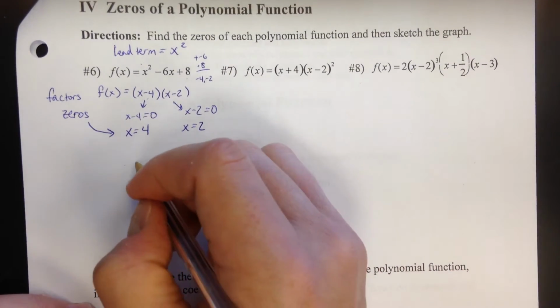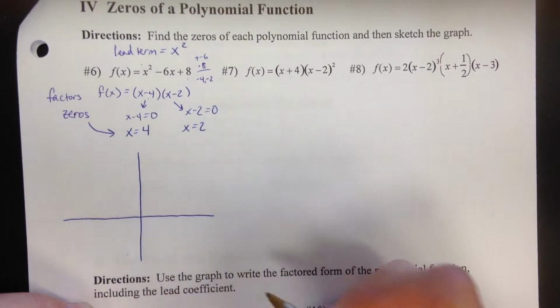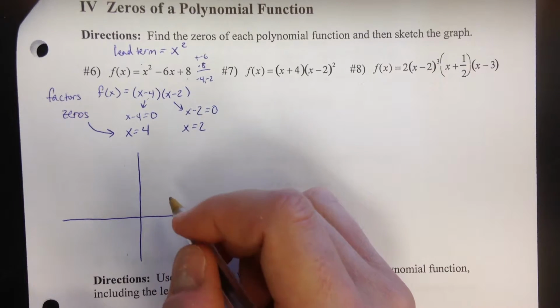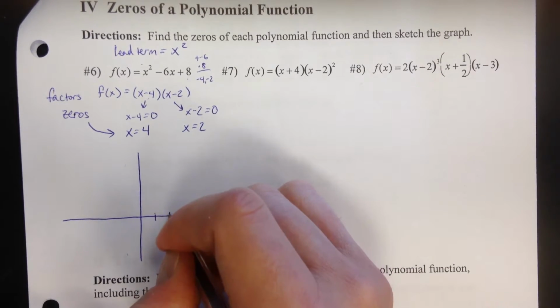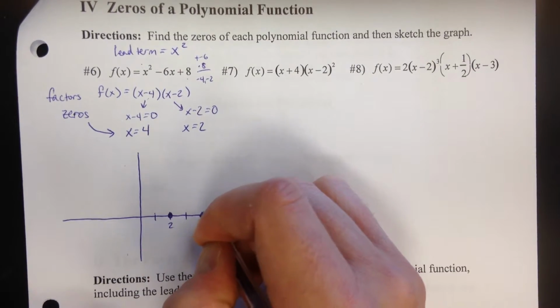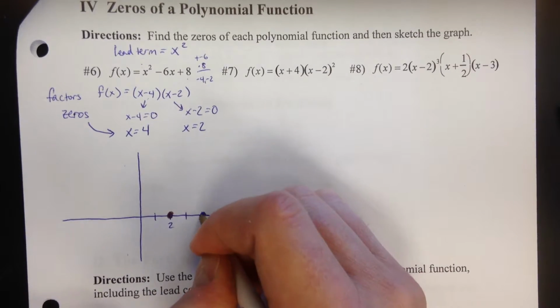When we graph this, we just want to have an idea of what it looks like. We don't need a perfect graph, but we do know that the zeros are going to be at positive 2 and positive 4. So I'm going to put points there. Now let's see, what else do we know about this?